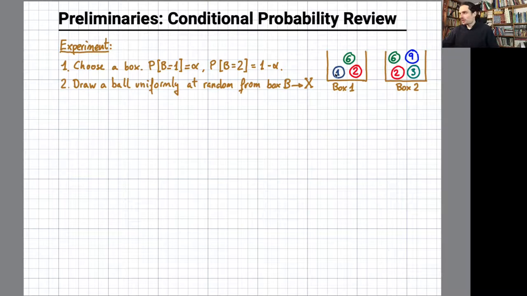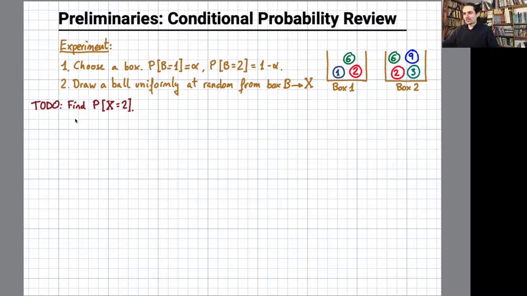And the number on the ball that we have selected in step 2 will be modeled as a random variable, and this will be denoted by X. So at this point, I suggest that you stop the video and try to compute the probability that the ball that we draw in step 2 has the number 2 on it. Okay, I hope that you made it.